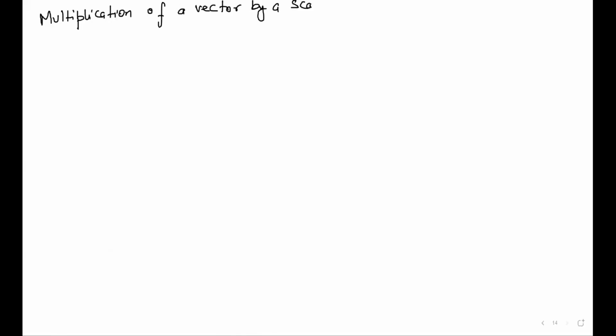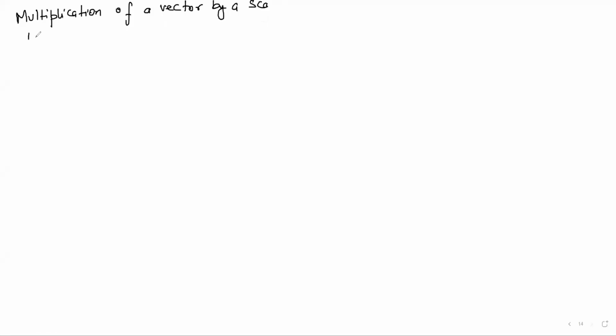Next is multiplication of a vector by a scalar. Okay. अगर हम किसी वेक्टर को किसी स्केलर से मल्टीप्लाई करते हैं तो क्या होगा? Let A be a given vector and lambda is a scalar.